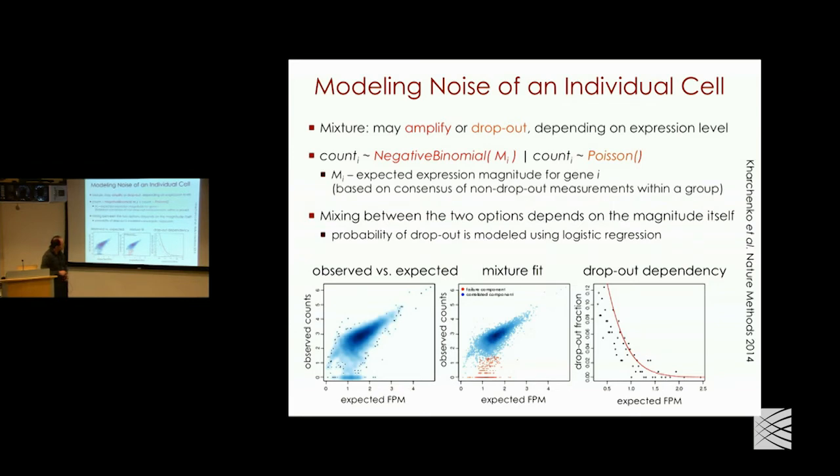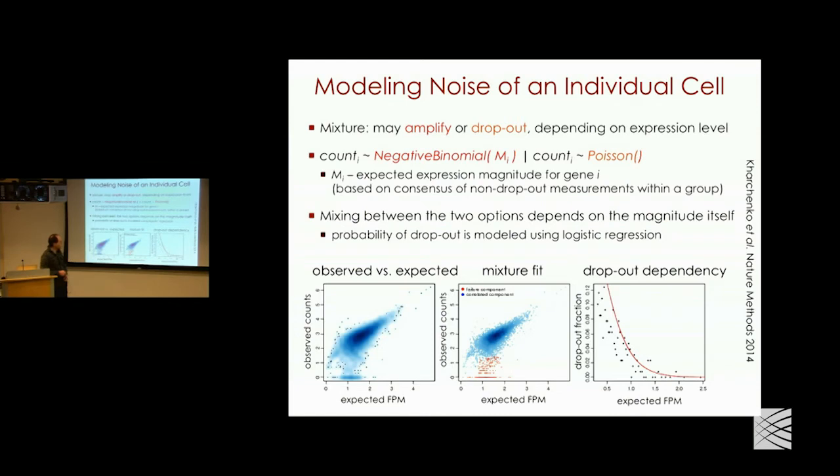And then there's this red distribution, which is basically a set of genes that we fail to detect for one reason or another, whether they're not present in the cell biologically, for stochastic reasons, or because the actual measurement procedure failed to detect them.